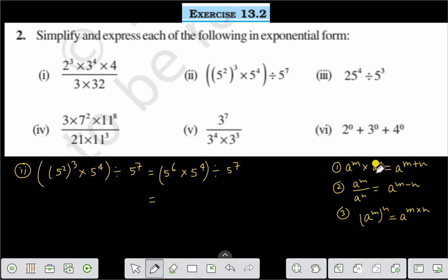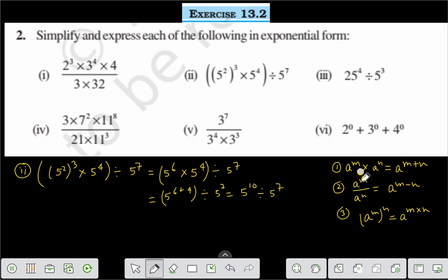Here, if we apply this on the basis of same base, therefore a to the power m plus n, this is 5 to the power 6 plus 4, divided by 5 to the power 7. Or you can write here as 5 to the power 10 divided by 5 to the power 7.